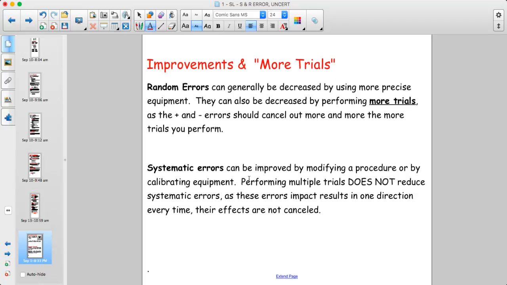Systematic errors can really only be improved by modifying your procedure. So that could mean doing the procedure more correctly, reading the meniscus at eye level, adding insulation to your setup, or it can mean calibrating your equipment. But you can't perform extra trials, because since the errors are knocking you off in a direction every time, they won't be canceled out by additional trials.